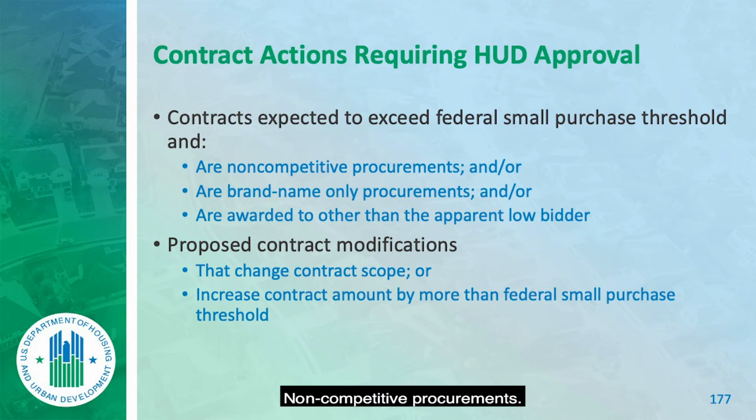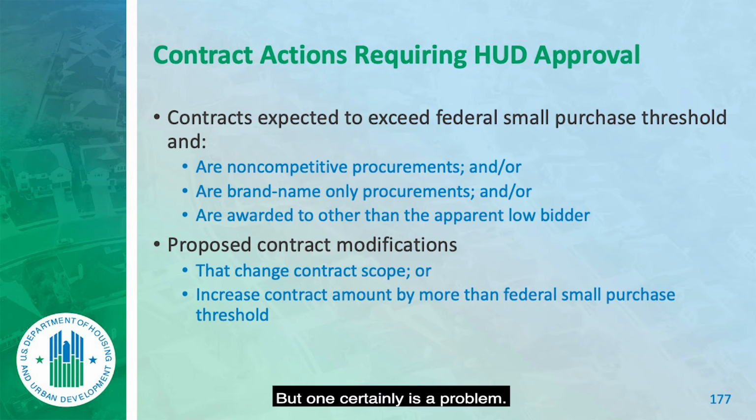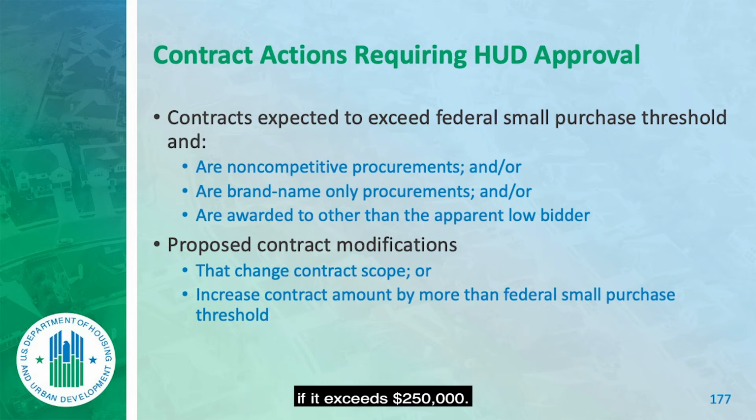Non-competitive procurements, when there is not full competition of how many? 3. I wouldn't worry too much about 2, though clients do treat it as non-competitive, but 1 certainly is a problem. 3. If it's non-competitive, you've got to get prior HUD approval if it exceeds $250,000.